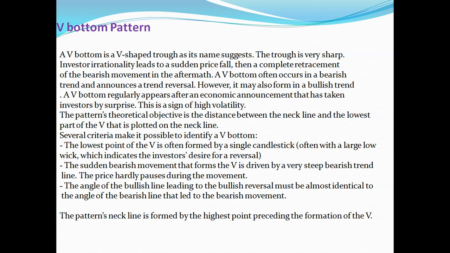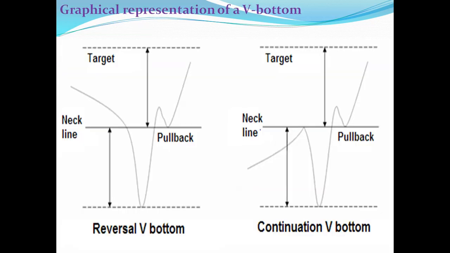The sudden bearish movement that forms the V is driven by a very sharp, steep bearish trend. The price hardly pauses during the movement. The angle of the bullish line leading to the bullish reversal must be almost identical to the angle of the bearish line that led to the bearish movement. The pattern neckline is formed by the highest point preceding the formation of the V. You see the diagram.